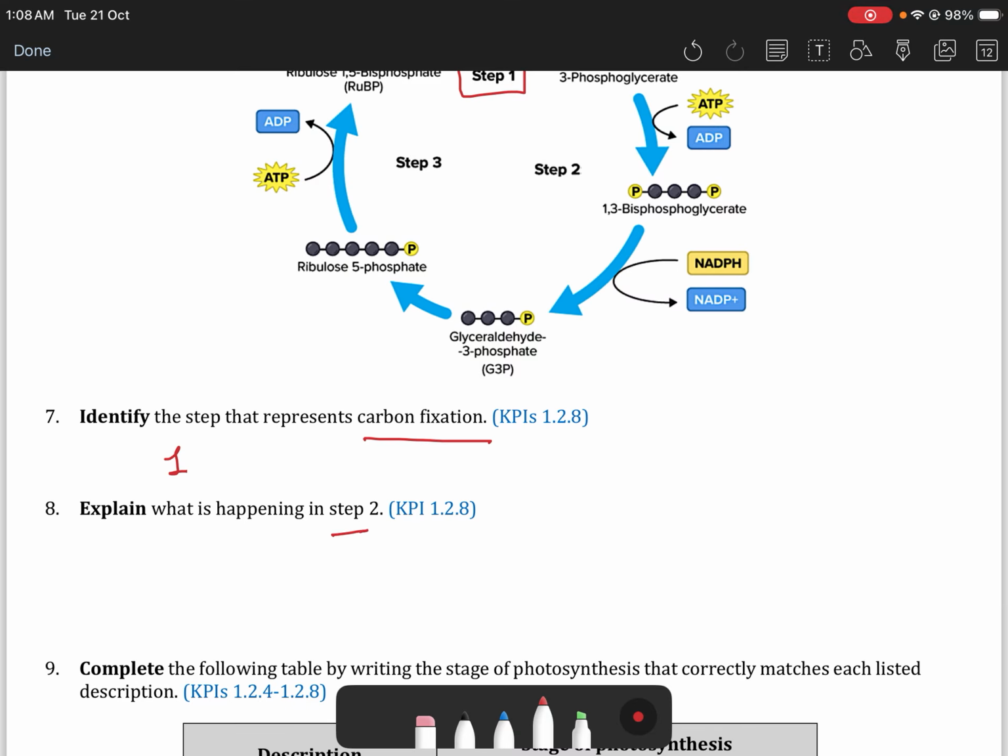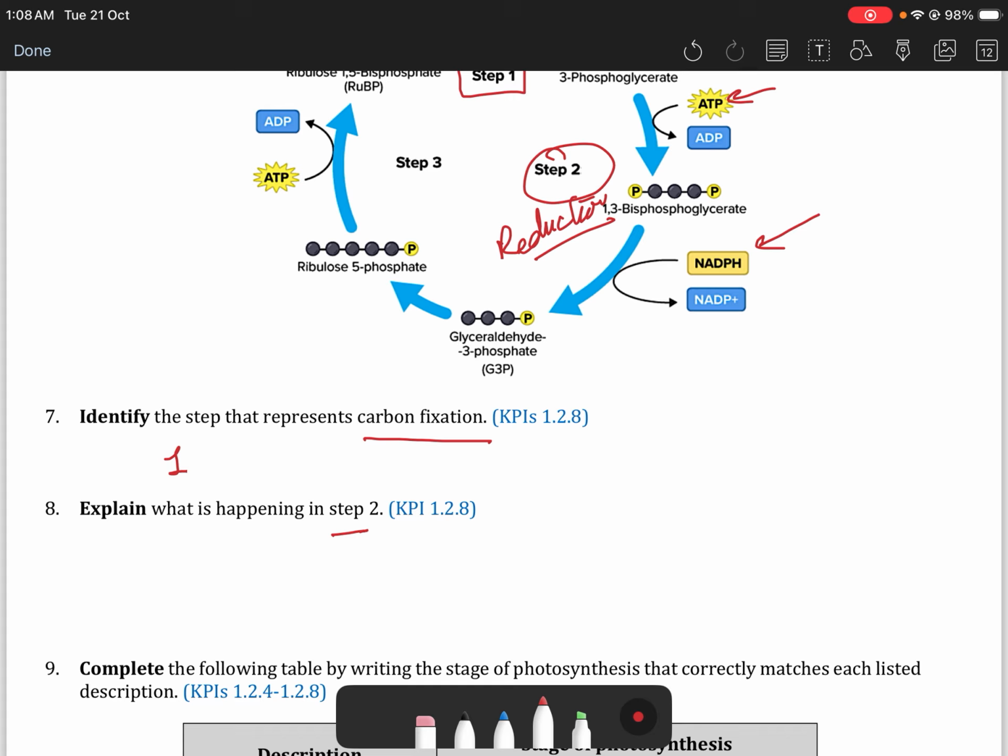Explain what is happening in step 2. We know that in step 2 what's happening. It's called as reduction, right? Reduction. So step 2 is reduction. So when we talk about the reduction, you can simply say that the chemical energy that was stored in the ATP and NADPH is used.